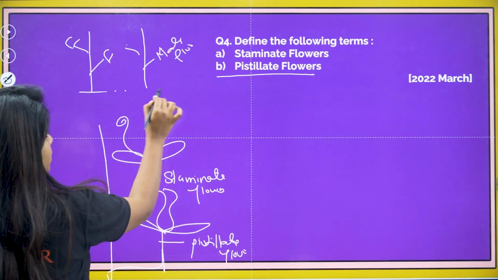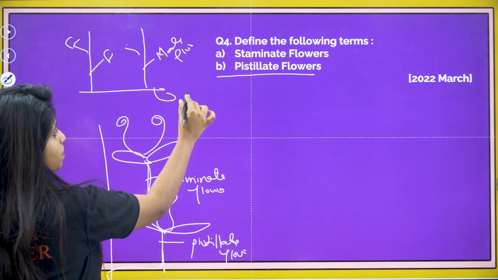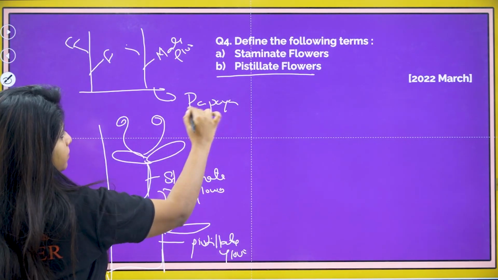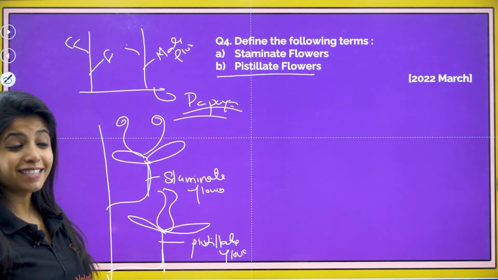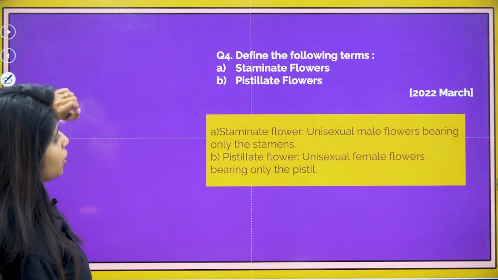So dioecious is something that you need to know. Example, the question is being asked. So the dioecious example is papaya. Please remember it. I have explained this to you in the one shot as well as the 1 marker session. Please watch them if at all you have not watched it.